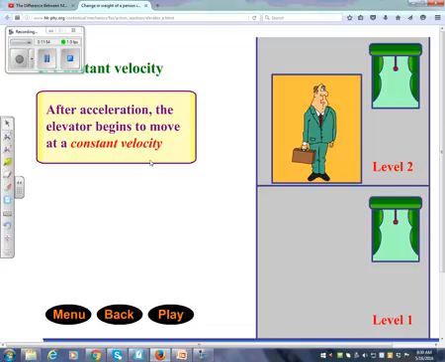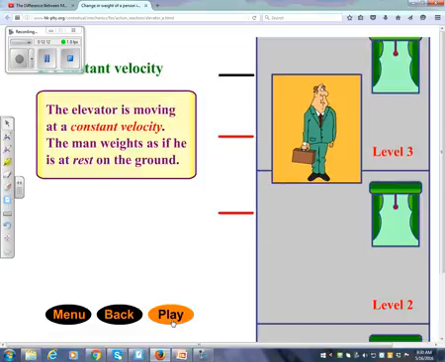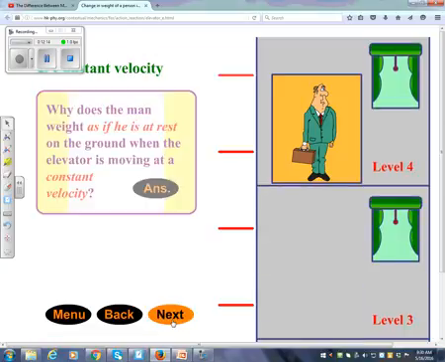After acceleration, the elevator begins to move at a constant velocity. You've all been on, well, maybe not all, many of you have been on elevators that are really tall. After you get going, you feel okay, right? Then when you get to the top, what happens?